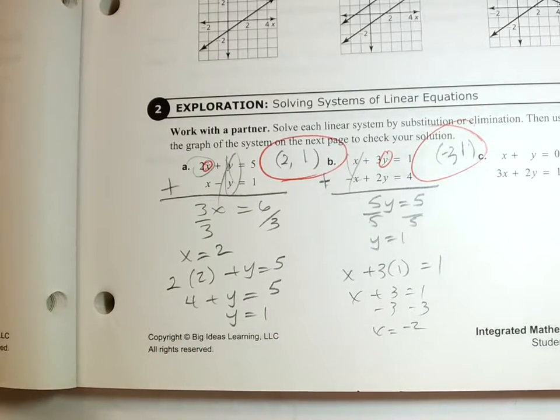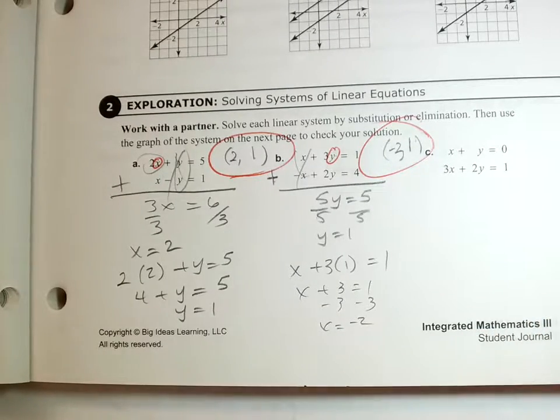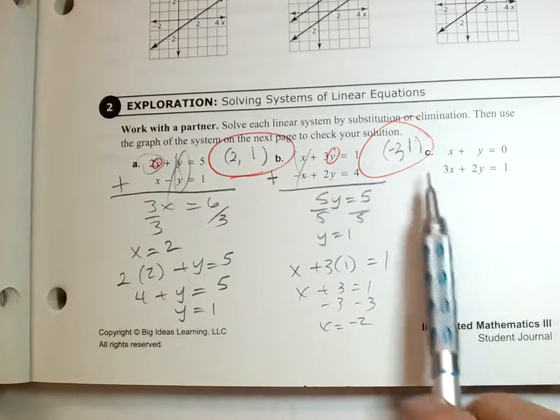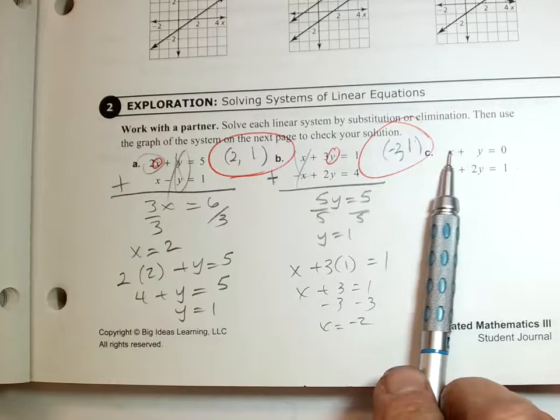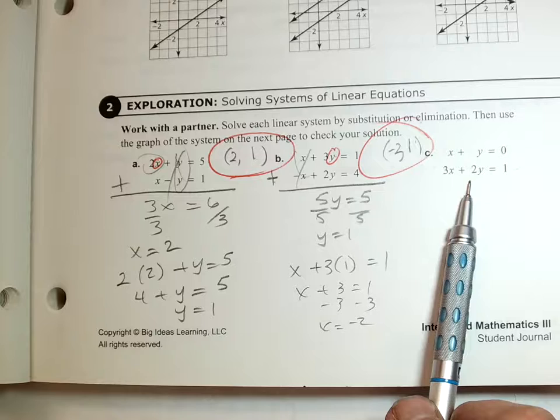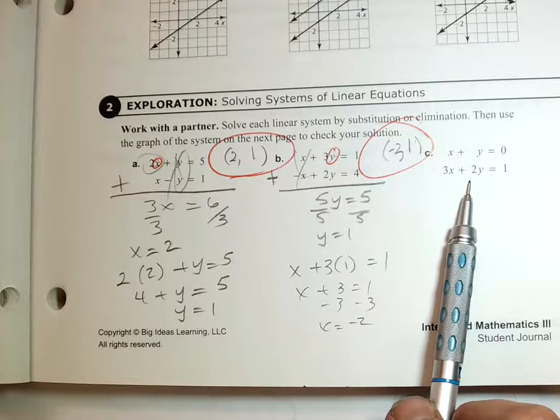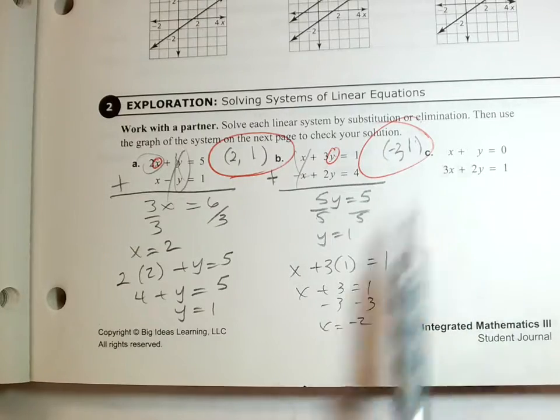Okay. Now C. It's a little bit more difficult. But it's a great problem. I like C because you have two choices. It does not matter. I could either multiply by negative 3, which cancels the x's, or I can multiply by negative 2 to cancel the y's. It does not matter. I'm either going to find the x's or the y's.